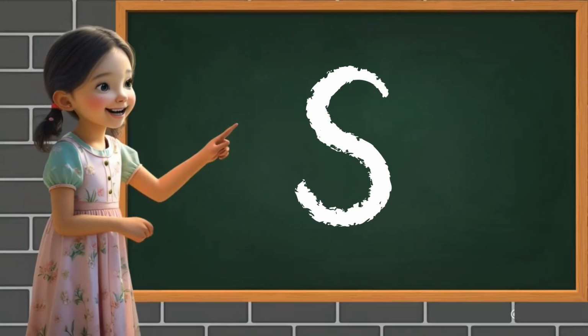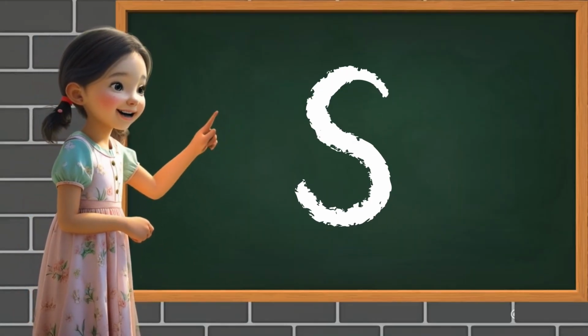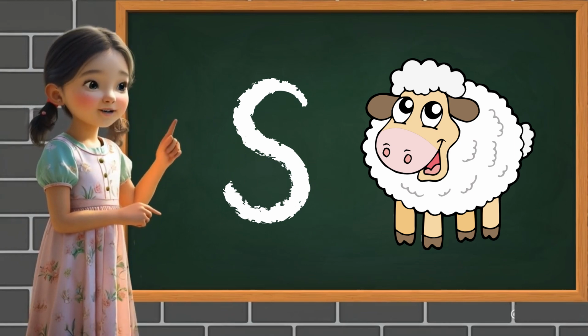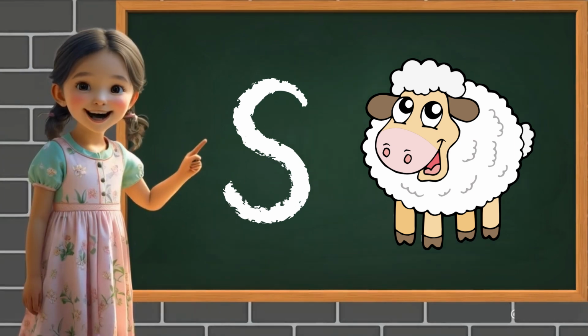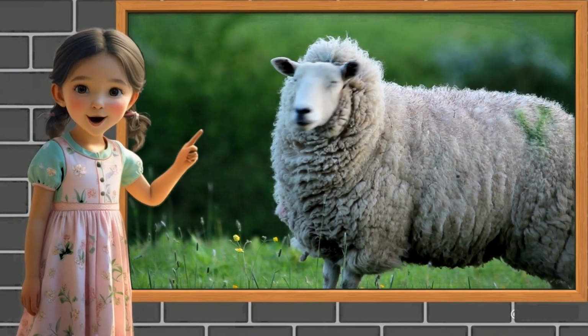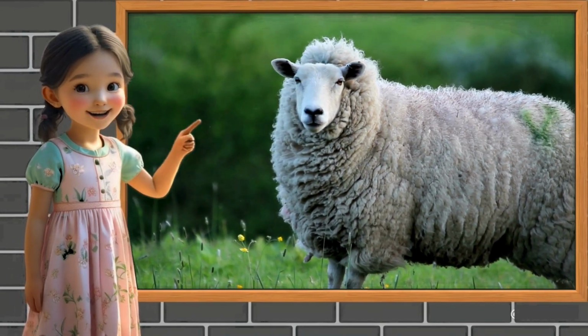The letter is S. You can say S. Now say S is for sheep. S is for sheep. Here you can see a real sheep. This is a sheep.